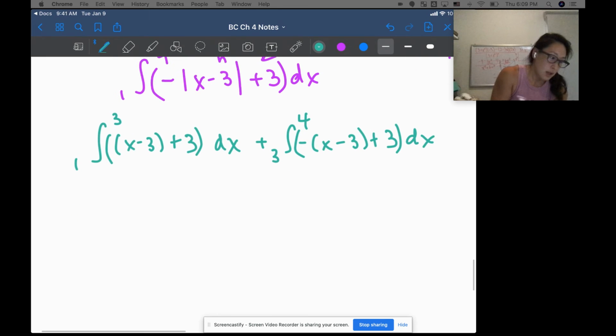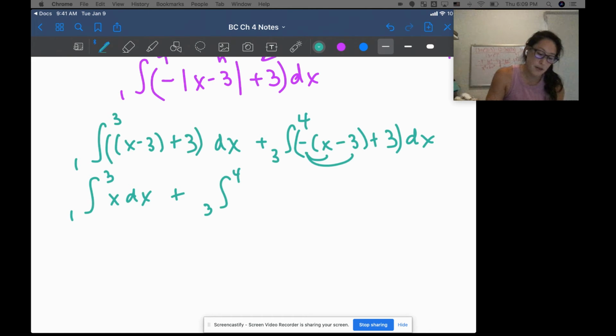Okay. All right. So I'm going to simplify this. So -3 plus 3 is x dx. Look how nice that is. From 3 to 4, we're taking the integral of, and what I'm going to distribute, I get -x plus 3. So I get -x plus 6 dx.